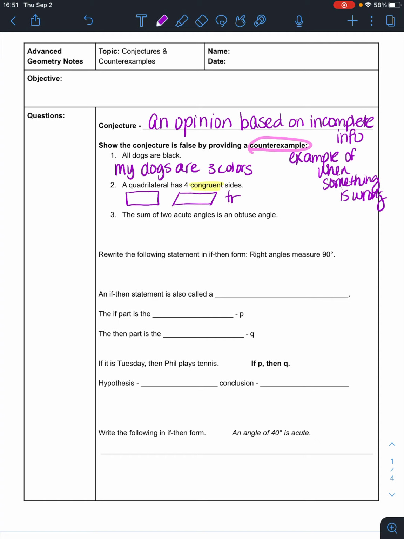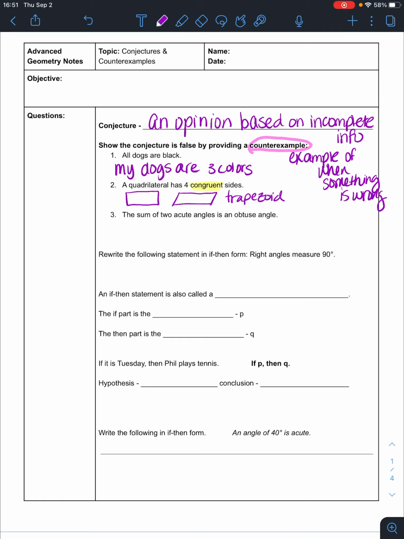You could use words. You can say a trapezoid. Basically, you're looking for any four-sided figure. In fact, you could draw one that doesn't even have a name. Any four-sided figure that doesn't have congruent sides. And that proves that that's not what it takes to be a quadrilateral. What it takes to be a quadrilateral is to have four sides, period.